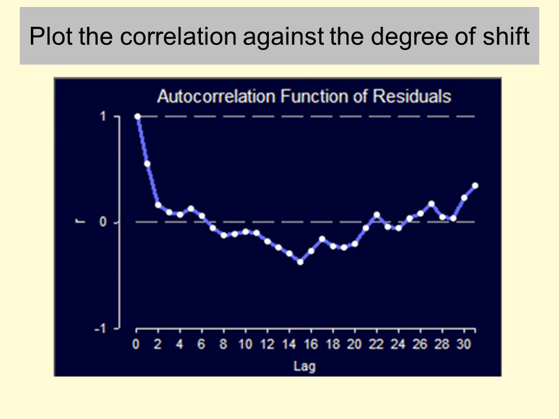Now once you've got these correlations, you can plot the degree of correlation against the degree of shift. So here is an autocorrelation function of residuals for an fMRI time series. R is a correlation coefficient, so varies between 1 and -1. Lag is just in TR here, so a lag of 0 obviously gives you this perfect correlation of 1. You see that for lags of 1 and 2 there are kind of significant correlations above 0, positive correlations.